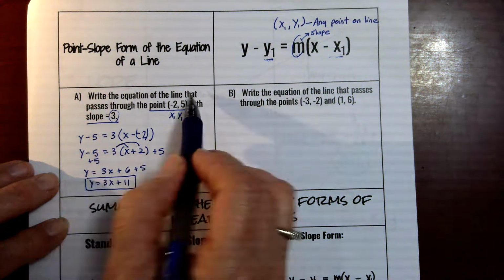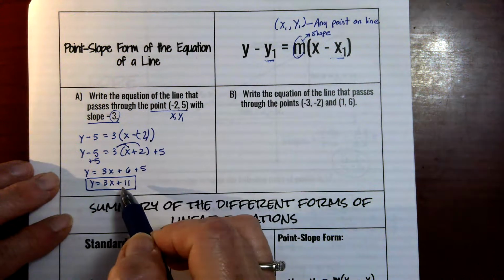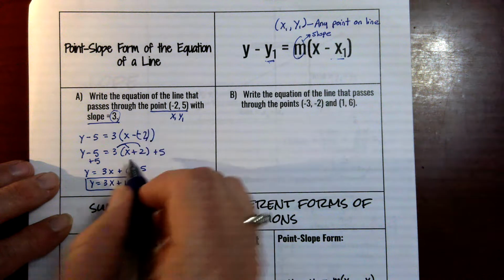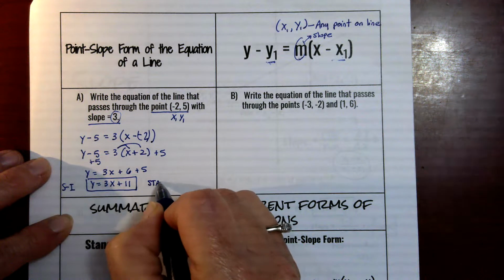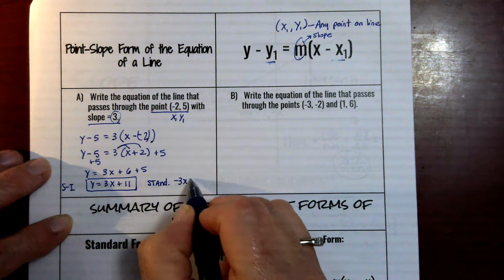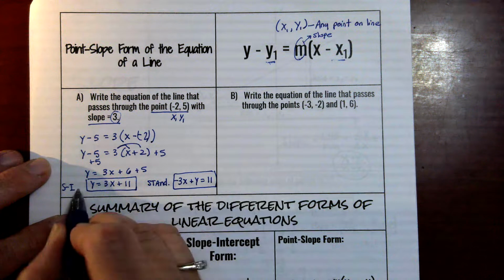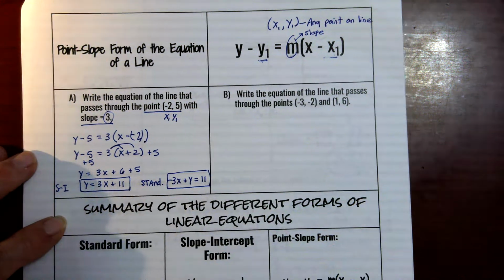This one doesn't specify how to write it. But sometimes they will say express a line in slope-intercept form. If they said express it in standard form, remember that's when we want the x and the y term on the left and the constant on the right, and so that would be the standard form, just by subtracting the 3x over. So it just depends on what form they want the line in.